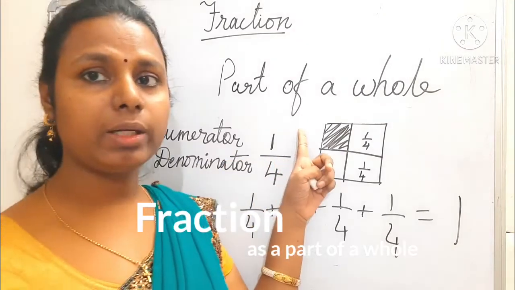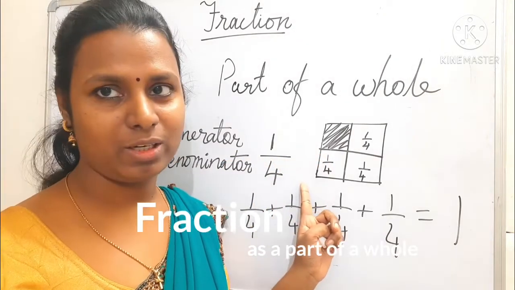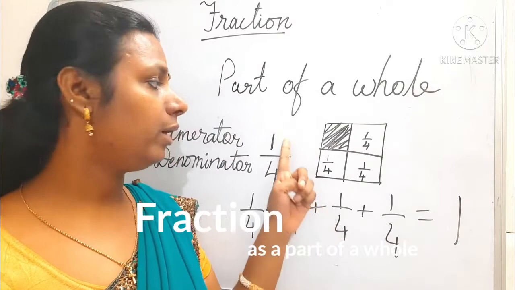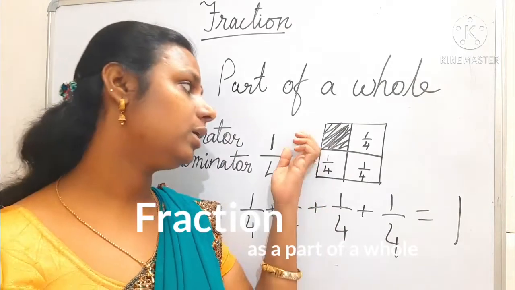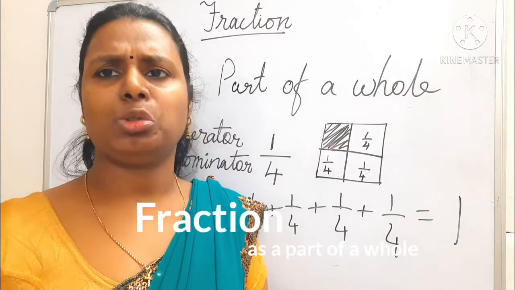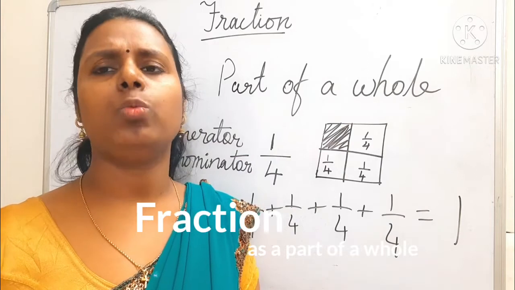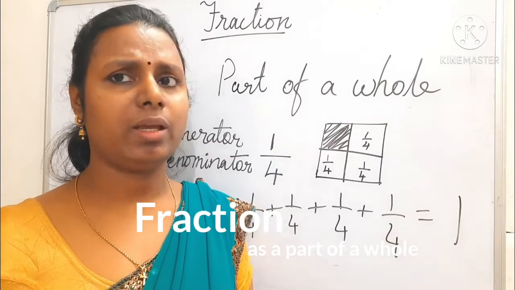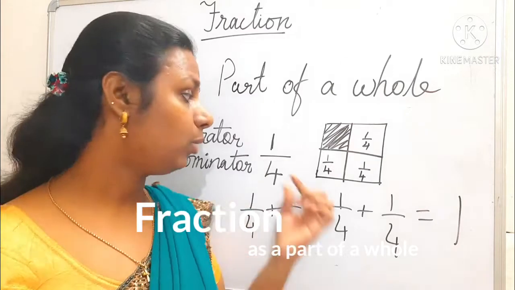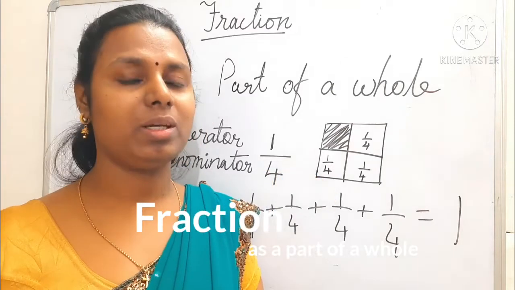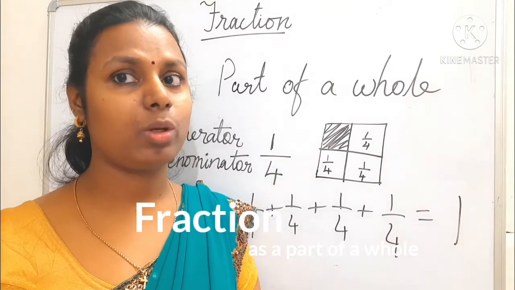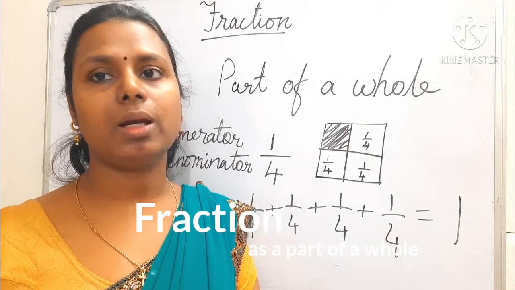This is the numerator and this is the denominator. When we read it, we read the numerator as usual: 1, 2, 3, 4, 5. We say the counting as it is. But when we read the denominator, you must be very careful. We must use ordinal counting.